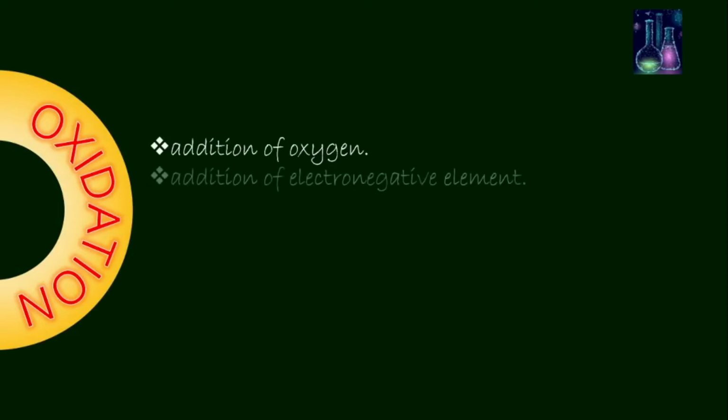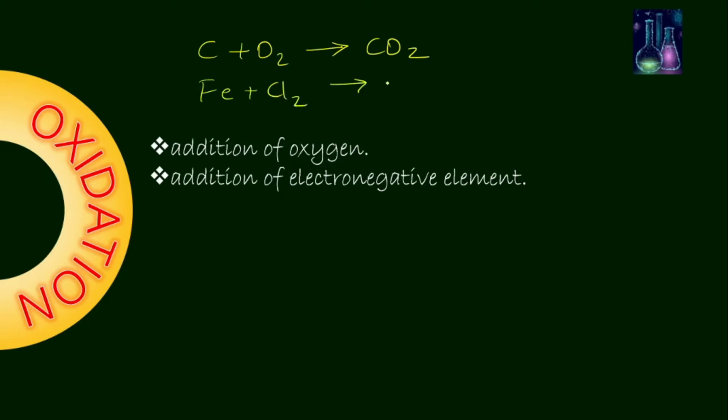Next, what is oxidation? It is basically addition of oxygen or addition of electronegative element. For example, carbon plus oxygen converts into carbon dioxide, or Fe plus Cl2 converting into FeCl2. In both reactions, here carbon is undergoing oxidation and here Fe is undergoing oxidation. Here oxygen is added, here an electronegative element like chlorine is added.